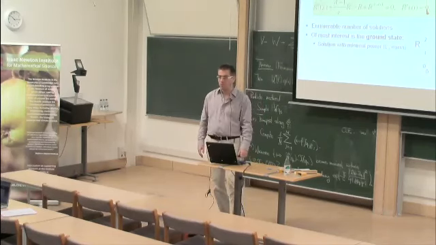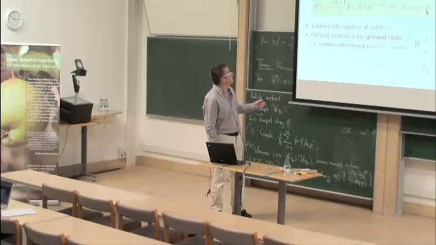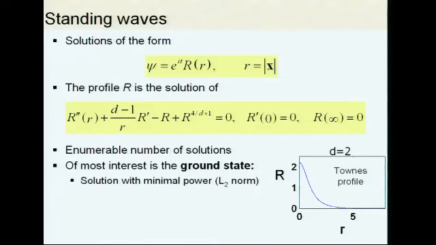Okay, so you can look for standing wave solutions that propagate without changing the radial profile, of the form e to the it R of r. You plug this into the NLS and you get that R is the solution of this nonlinear ODE. In 2 dimensions, this boundary value problem has an infinite number of solutions, but the one we care about is the ground state, the one with the minimal L2 norm, or minimal power. In 2 dimensions it looks like this. In the nonlinear optics literature it's sometimes called the Townes profile, and it's roughly like a Gaussian-type solution.